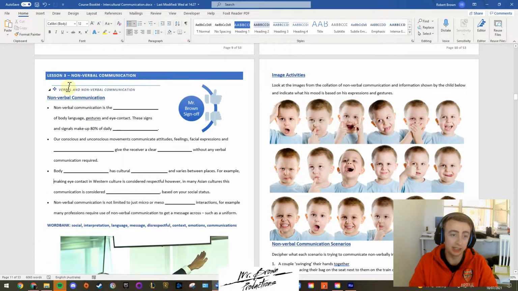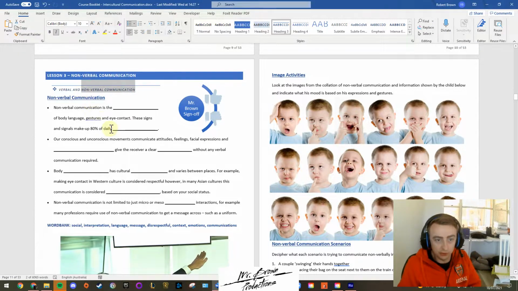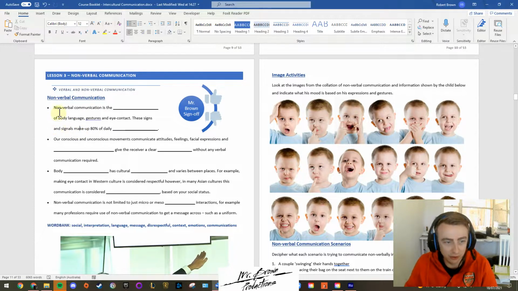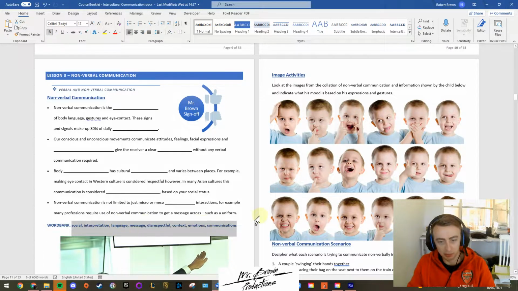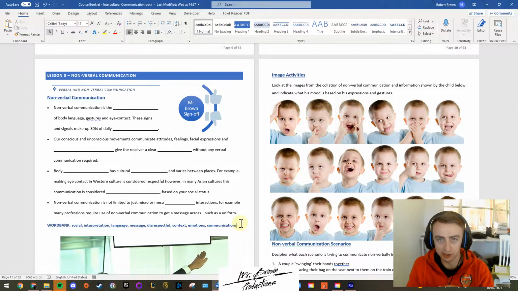So lesson 3, sorry. What we're going to look at today is an introduction to non-verbal communication as the second part of that syllabus dot point here. To start off with, as usual, we have a word bank for you to complete, so please get that done with the appropriate words listed down there. In a nutshell, non-verbal communication is every other aspect of communication that isn't verbal.